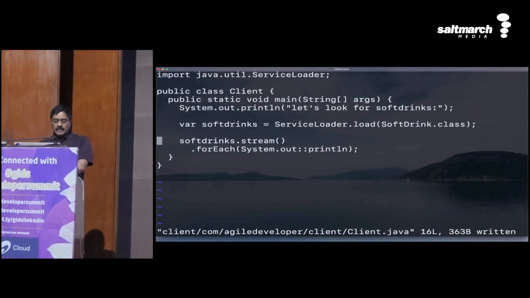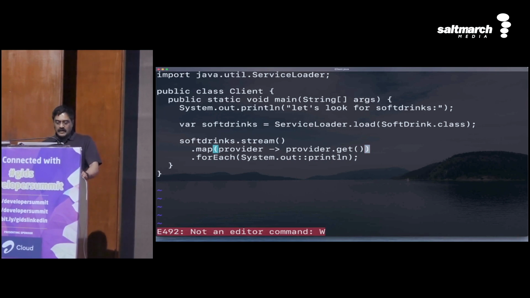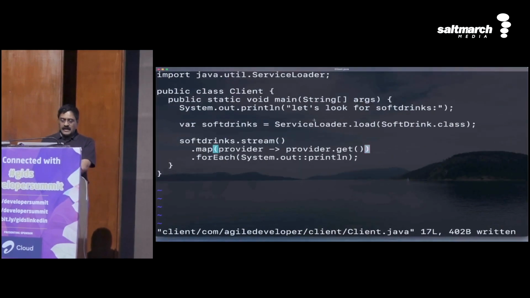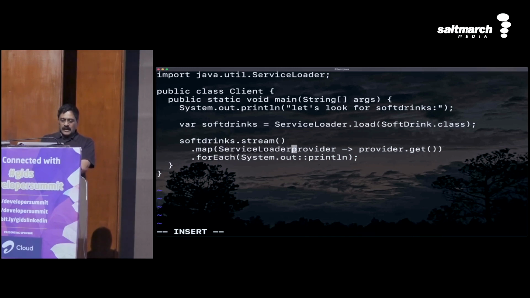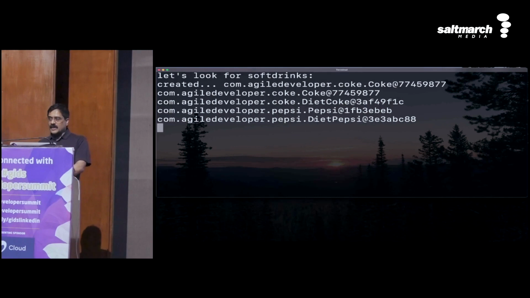So what are we going to do now? I'm going to say a dot map, and given a provider, return a provider dot get. So I want to return an instance of the provider back to the caller at this particular time. So when you look at the output, you have a class Coke, a class Diet Coke, a class Pepsi, and a class Diet Pepsi. So this is returning to you the implementations of the interface. Then, as you probably know, you don't have to use a lambda expression when you can use a method reference, right? So I can say ServiceLoader dot Provider, and on the provider, I can simply use the get method on it. So I can simply use a method reference like so. So that becomes nice concise code using the functional loop, isn't it? So then what am I going to say here?